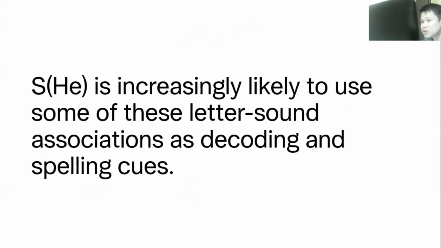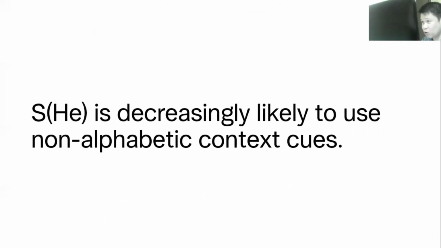He or she is increasingly likely to use some of these letter sound associations as decoding and spelling cues. So the child only reads the first few letters of a particular word, and then he or she just guesses the rest. It means the child is in the partial alphabetic phase. He or she is decreasingly likely to use non-alphabetic context cues.